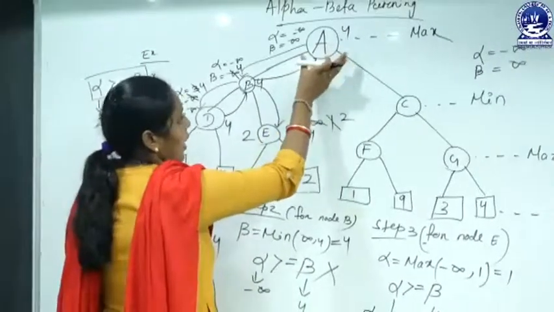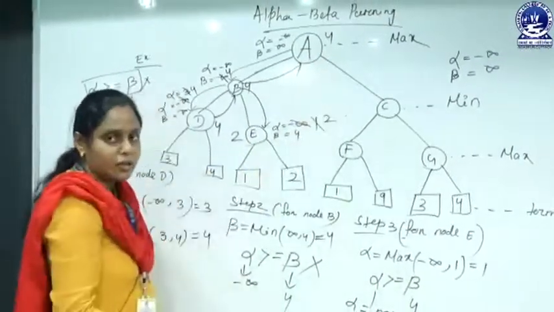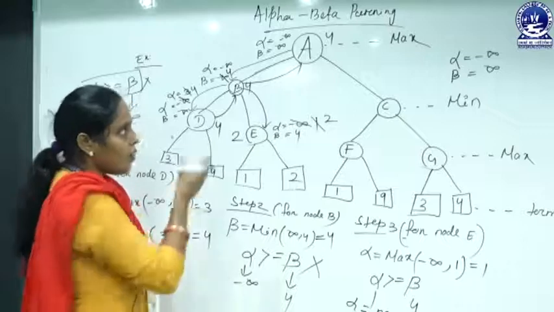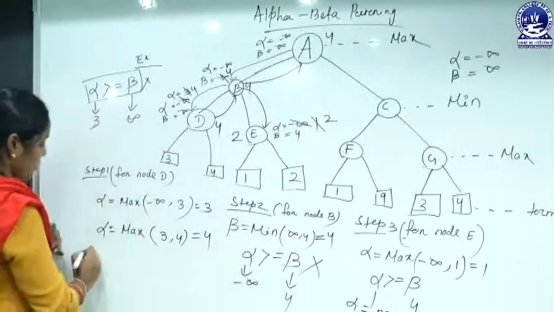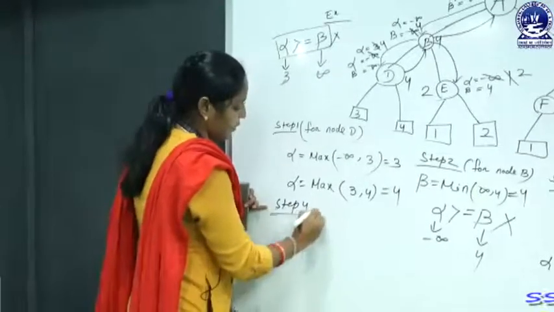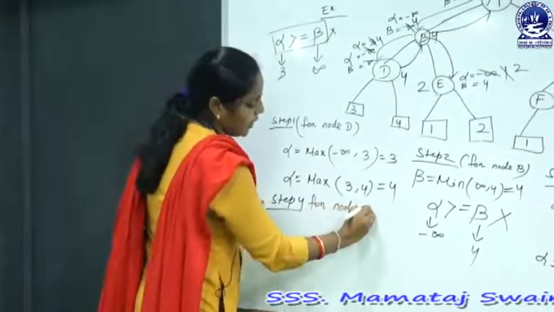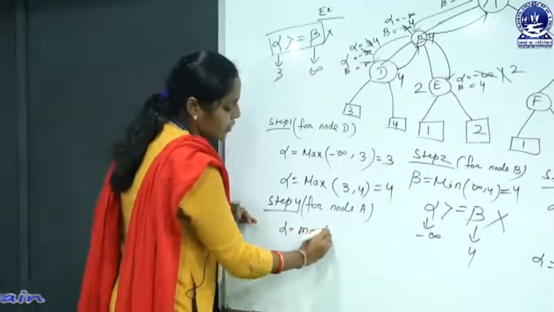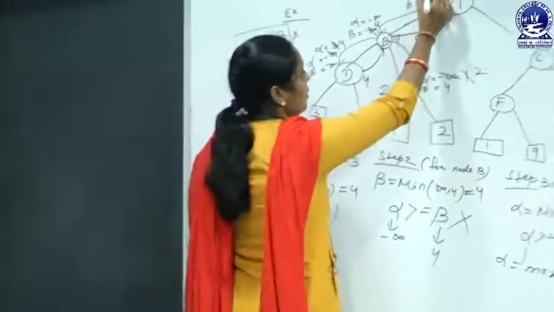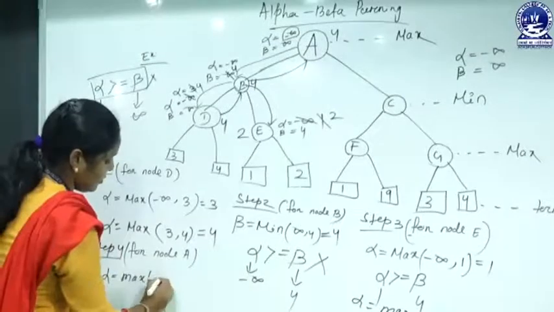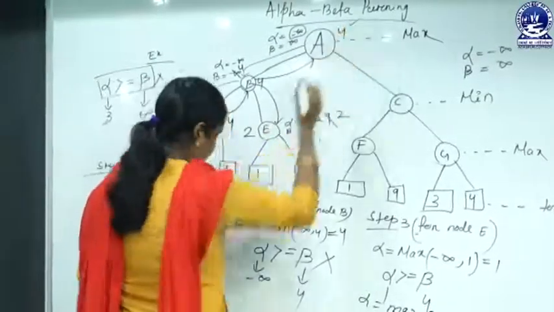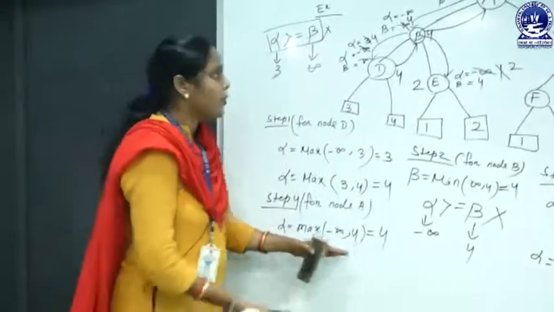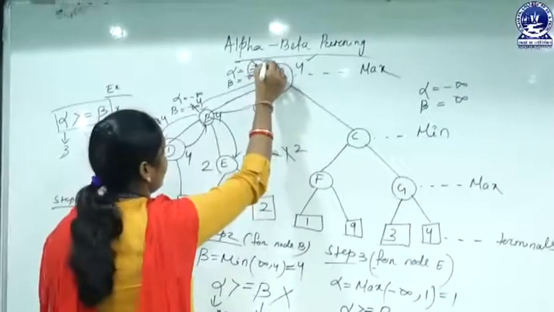Now at node A, this is the maximizer term. That means at this point the alpha value will be updated. Now for updating the alpha value, I am taking step 4 for node A. Here alpha equal to max of, take the initial value of alpha which is minus infinity, compare with this node value which is 4, that is equal to 4. That means here the alpha value is updated as 4.